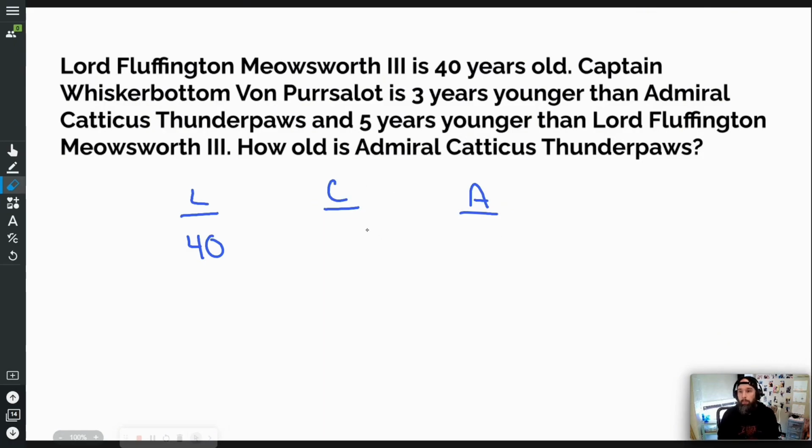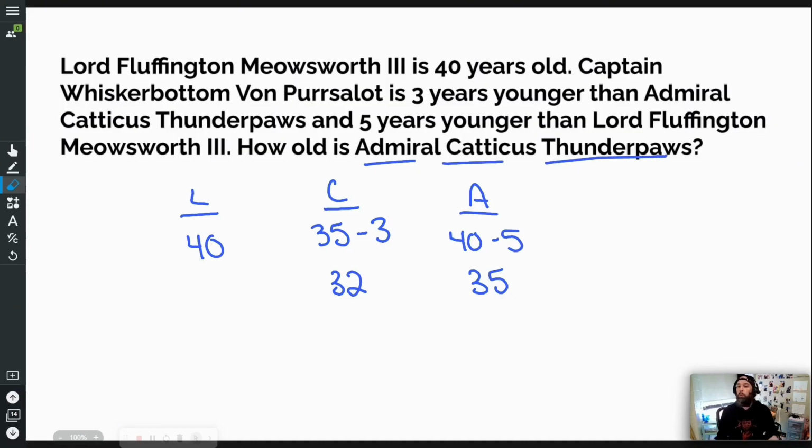So if the Captain is 5 years younger than the Lord, then the Captain is 40 minus 5, which is 35. Okay. Now, Captain Whiskerbottom von Perzelot is 3 years younger than the Admiral. So the Captain is 35, so the Admiral is 35 minus 3, making him or her 32. Who do we care about? Admiral Catechus Thunderpaws. So I found all 3 of them, even though I only had to find the Admiral. And Admiral Catechus Thunderpaws is 35 years old.